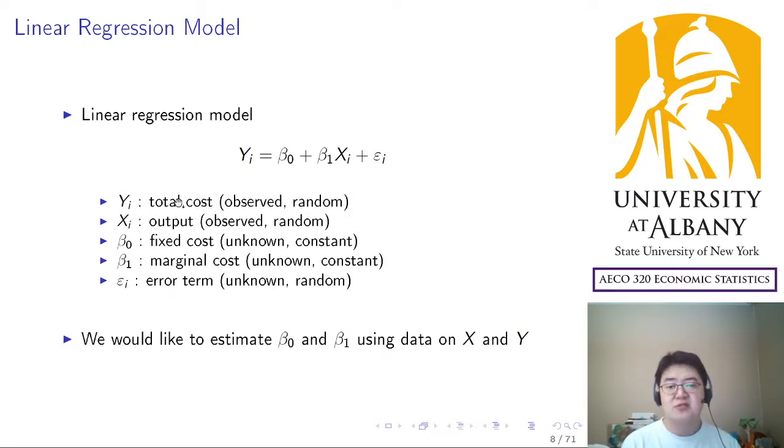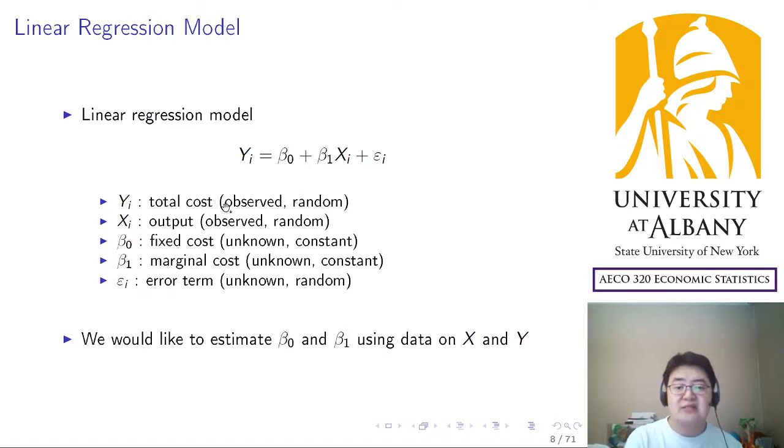That's output and cost. And in particular, we are interested in the cost. We are interested in predicting how much it will cost when you produce a certain amount. That is the purpose of using this regression model, predicting the cost given output. But beta 0 and beta 1 are the main parameters of interest.